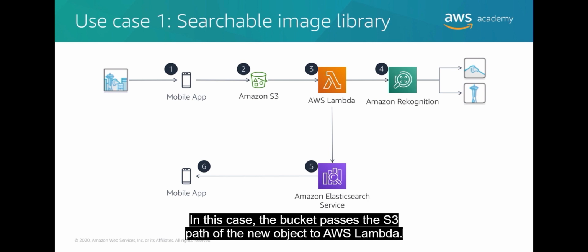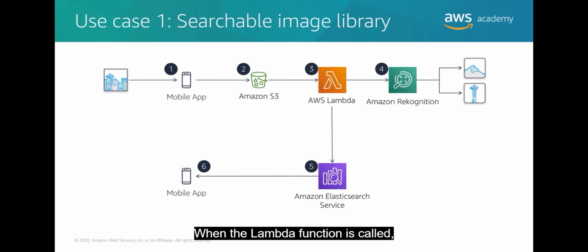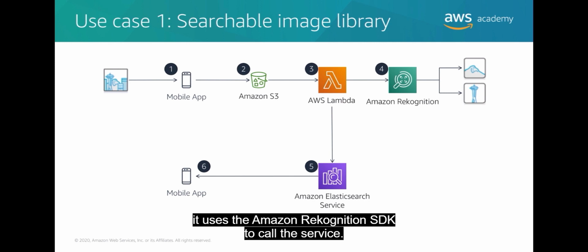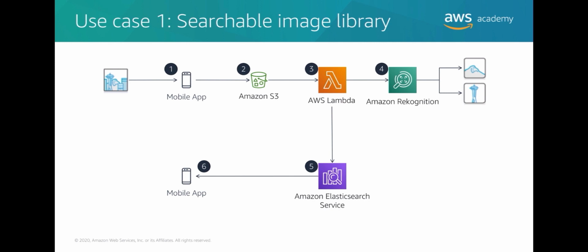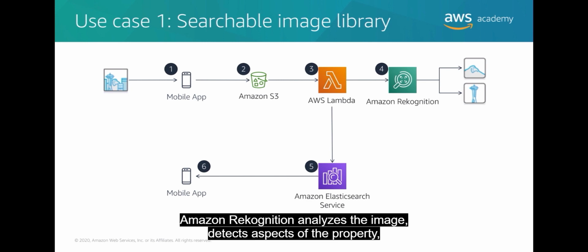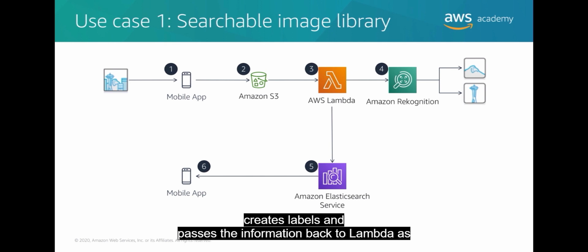In this case, the bucket passes the S3 path of the new object to AWS Lambda. When the Lambda function is called, it uses the Amazon Rekognition SDK to call the service. Amazon Rekognition analyzes the image, detects aspects of the property, creates labels, and passes the information back to Lambda as an object formatted in JavaScript Object Notation, or JSON.